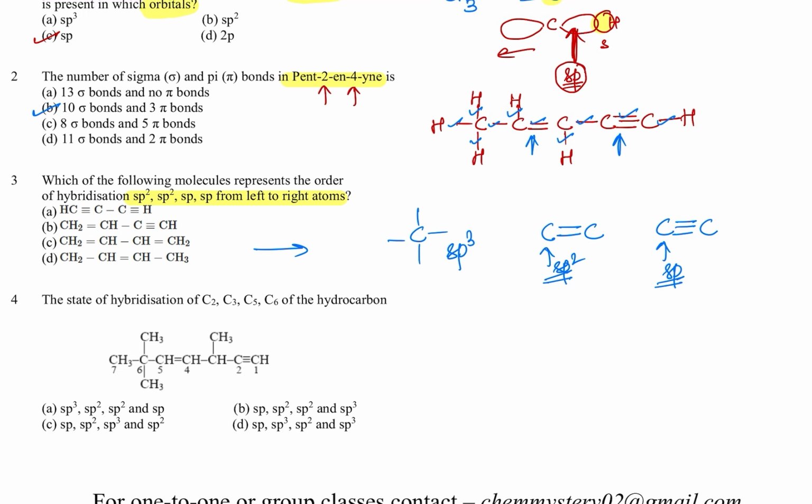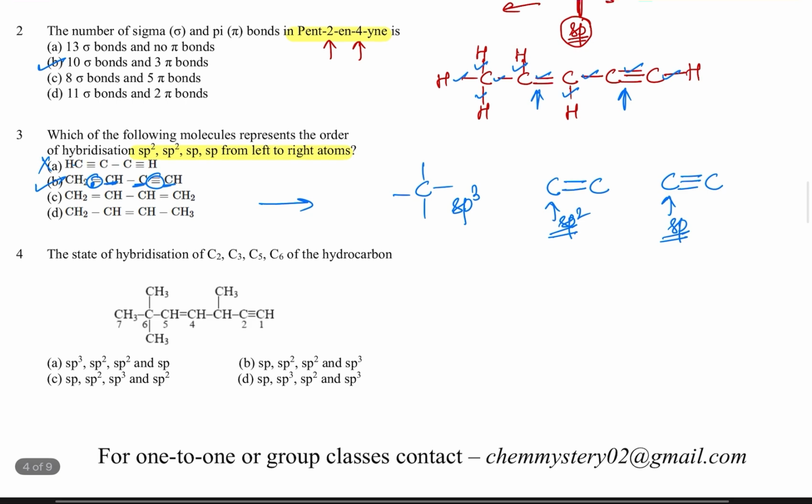So first one, if I see CH triple bond, it should be sp hybridized. So the first one should not be the option. Second one, a double bond is present, so obviously this is sp2. The next one also is sp2. Third one, triple bond, so sp, sp. The option will be B. Double bond is there, so this is sp2, sp2. Triple bond is there, so the remaining 2 are sp, sp. Done.